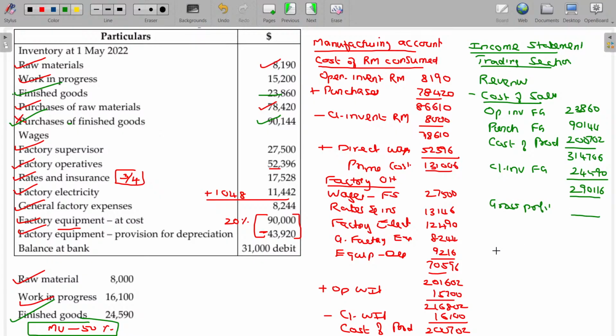Okay. You know that revenue, cost, gross profit, and then revenue. If the cost is 100 and your markup being 50, revenue should be 150. We have been given the cost of sales 2,90,116 and 50% on that being 1,45,058. If you add up these two, the revenue will be 4,35,174. Okay, that's all.